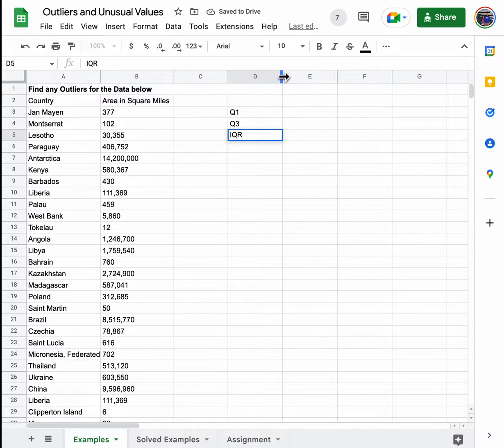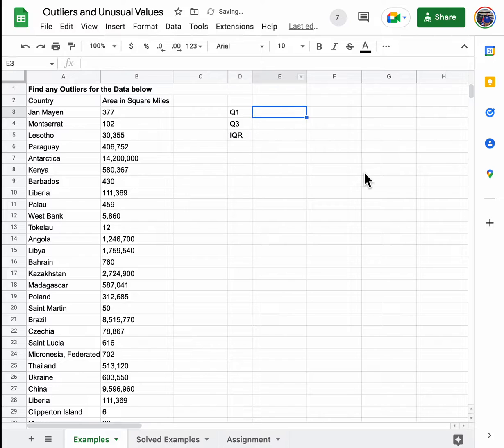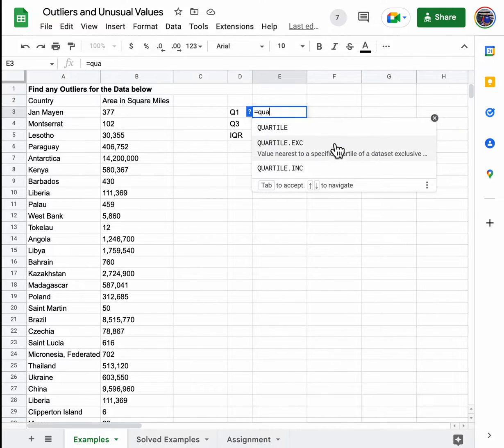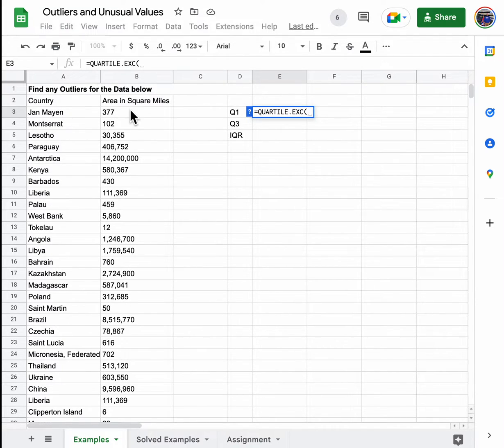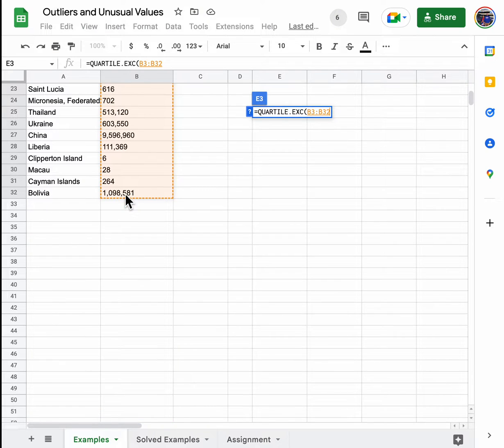Now, the skill that I'm about to show you isn't new. We did this when we created box plots. So my quartile function equals QUARTILE.EXC is the one you want, the one that's exclusive of the endpoints. So QUARTILE.EXC, and then just highlight the data.